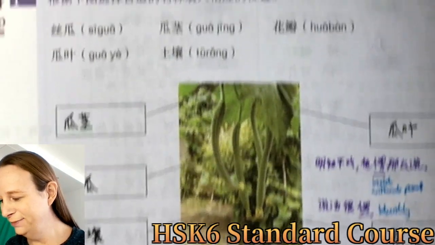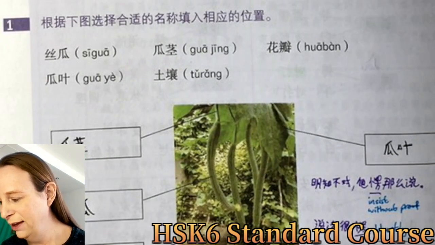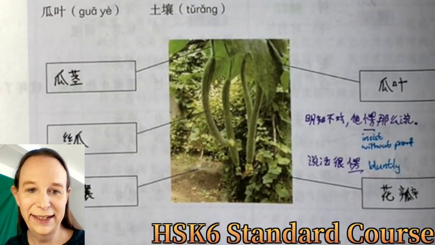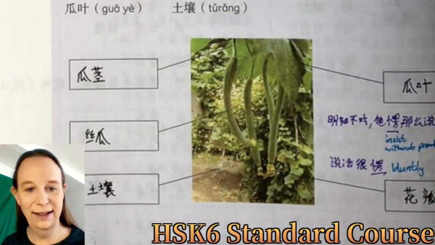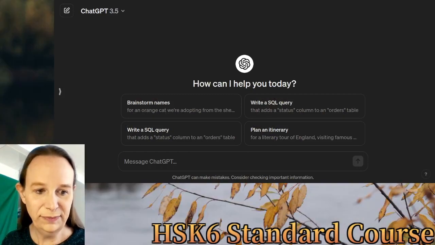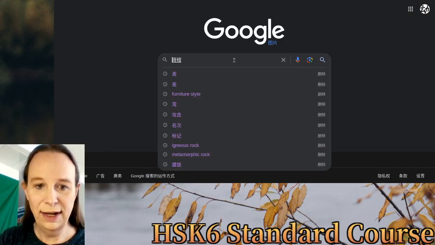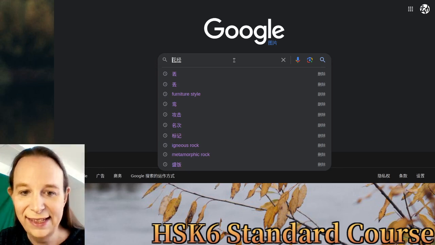OK，所以好像我们在学一部分的那个植物生物学对吗？Plant biology，丝瓜就是这个植物，瓜茎。OK，瓜茎或者是茎，this word you need to know. 茎 means stem. 有花茎. Maybe we'll just look at photos. 花茎 means stem.